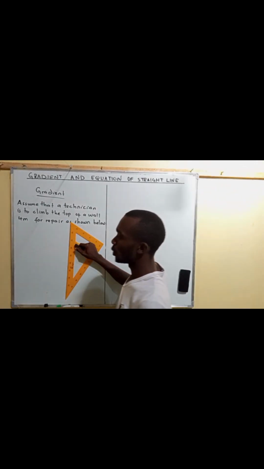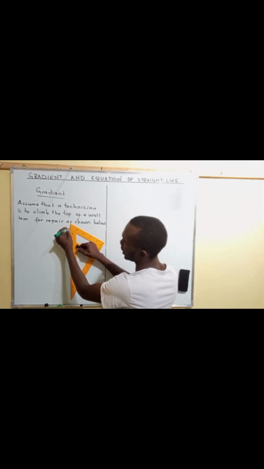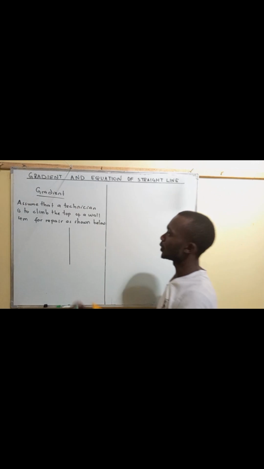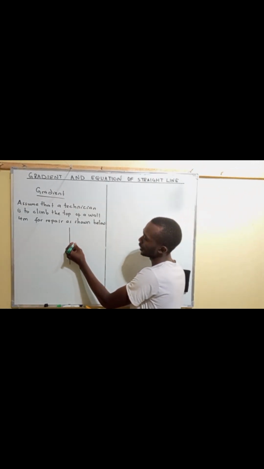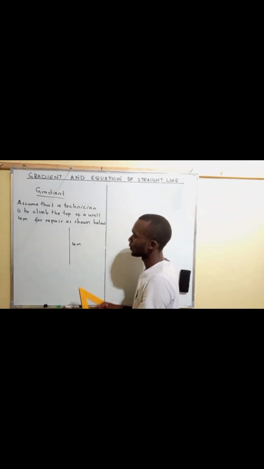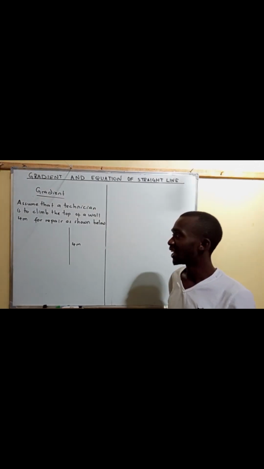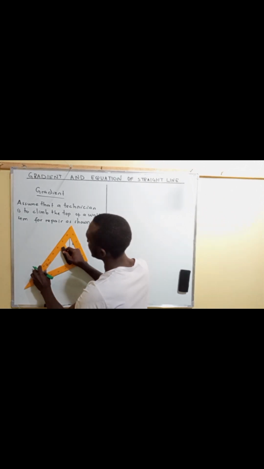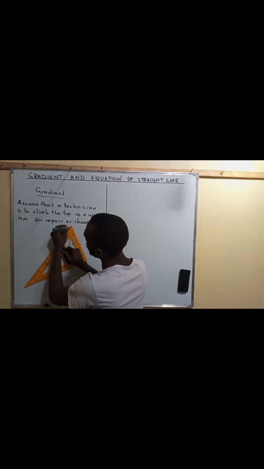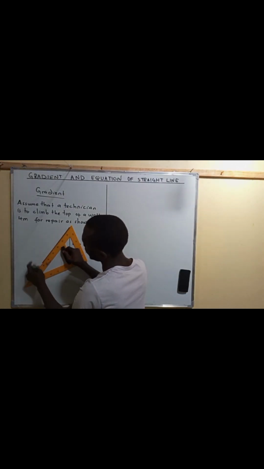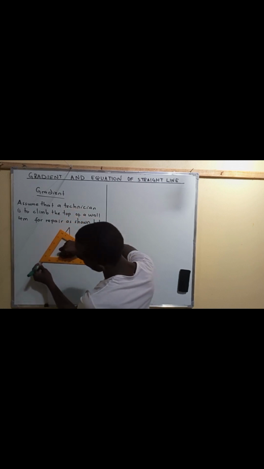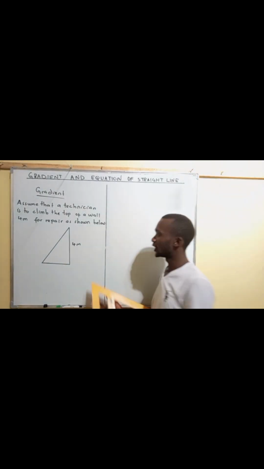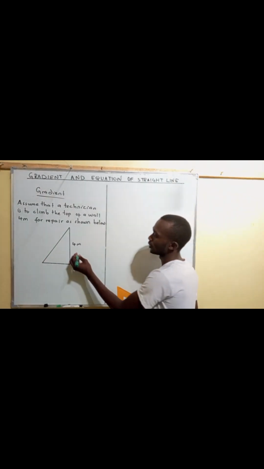Now to have a sketch of the ladder and the wall, assume that this is the wall. I'm drawing a vertical height to represent the wall. This wall is 4 meters high. The height of the wall is 4 meters. Now the ladder will be placed at an inclined angle with the wall. It means that the ladder will be at an inclined angle. Now this 4 meters is the length of the wall.